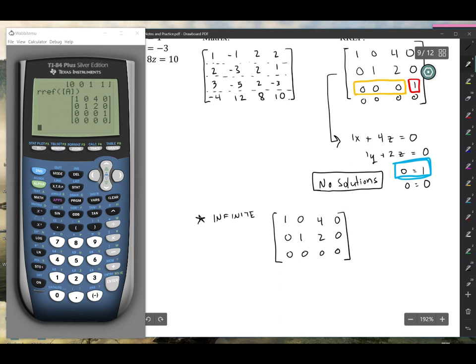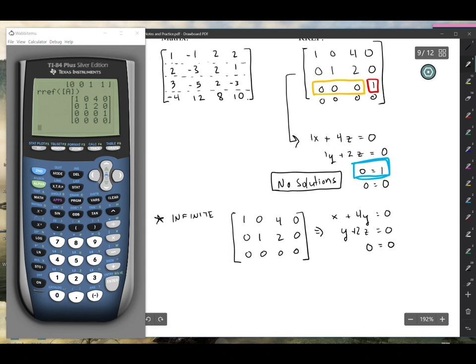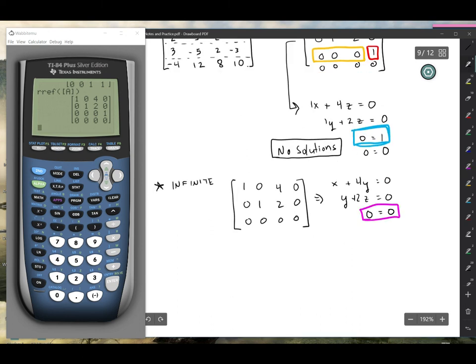We're missing that other row here. Again, we have x plus 4y is equal to 0, and we have y plus 2z equals 0. Then we have 0 equals 0. Okay, so that last little bit here, this is always true. 0 is always equal to 0. So that would just mean we have infinite solutions, and we'll actually look a little more into that when we get into word problems. So infinite is if you get 0 equals 0.